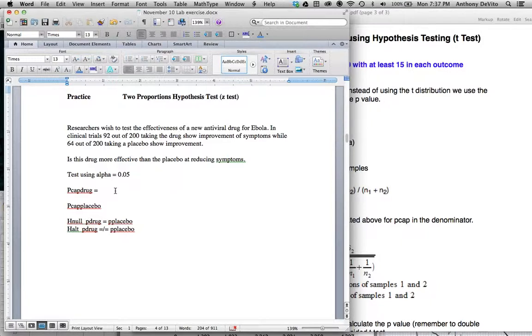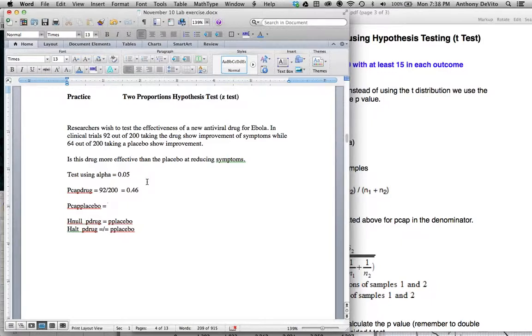Out of the 200, how many of them did better? 92. So 92 out of 200 is the proportion of people that had symptom improvements taking the drug. What is that proportion? 0.46, right? Am I right? I am right, aren't I? Okay, good. I'm old. I mix this stuff up easily.